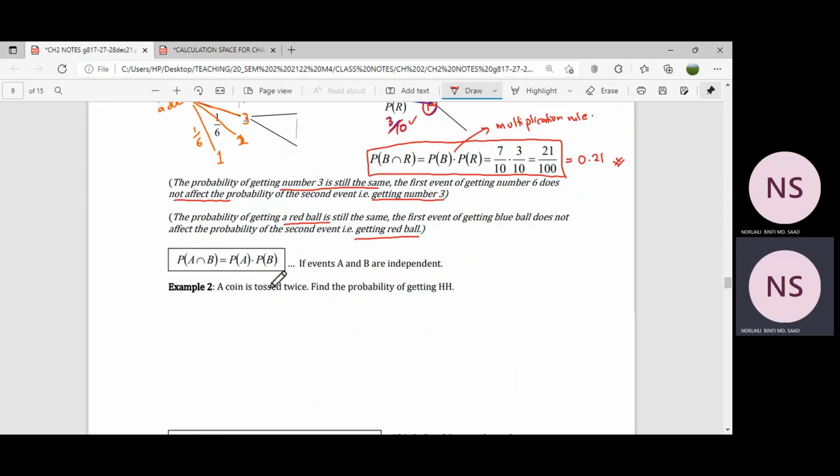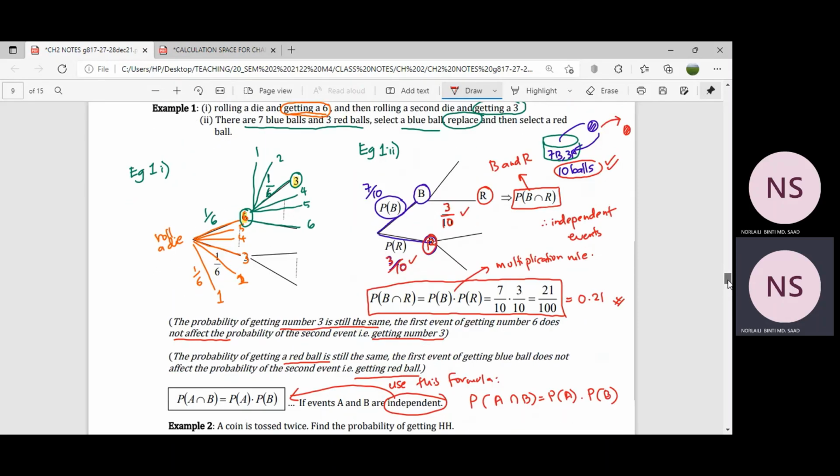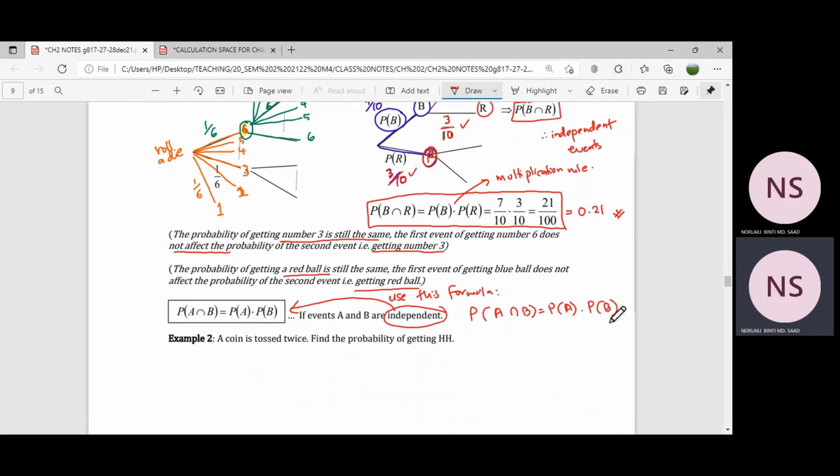So from here, for independent events, we can use this formula. If you want to get the probability of A and B, you can simply take the probability of A alone multiply with the probability of B alone, because they are the same value as the first event. Dia tak ada berubah apa-apa. So that's why kita boleh gunalah this formula.